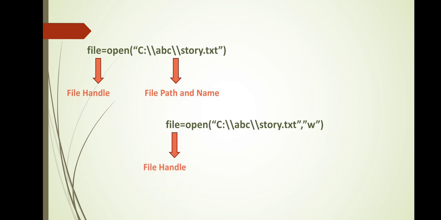Again, no mode is specified, so the default mode R will be taken over here. In this example, I have taken the file handle as file, and the path is the same path, but now I have specified the writing mode. The arrows are not at the appropriate position, but you people can understand that also.